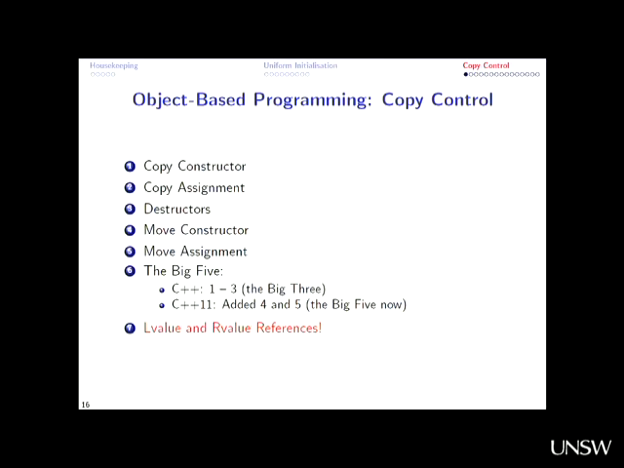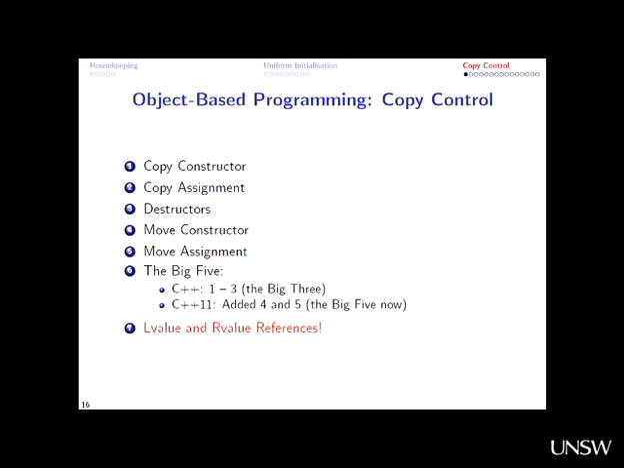Okay, so now we're going to pick up on where we left off on Monday. On Monday we talked about objects, and we talked about how to construct objects. For the rest of today, and also for the start of next week, we're going to be looking at how we copy and how we move objects around. And so we're going to be looking at a thing called the Big Five.